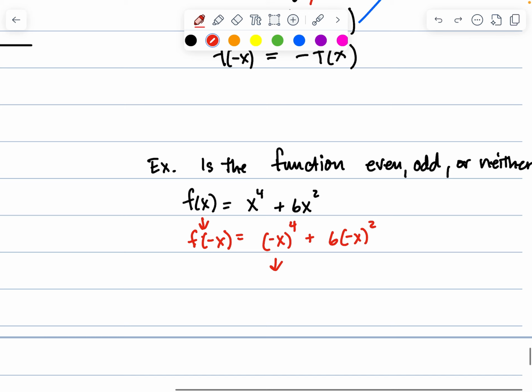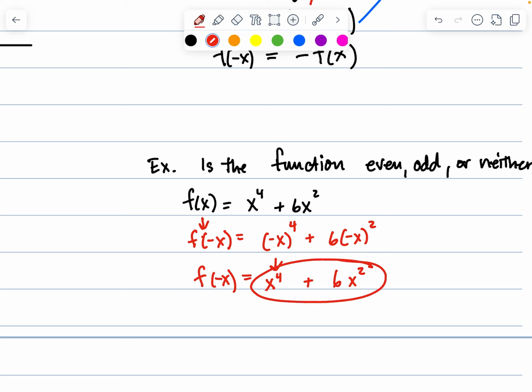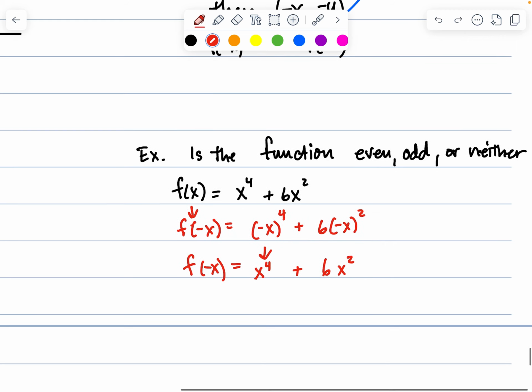So negative x to the fourth is still x to the fourth, because we have four negative signs. Here we would have two negative signs, so we would have plus x squared, and then the 6 is still there. So f of negative x is still equal to the same output, okay? Which makes this even. And that's how you can check.